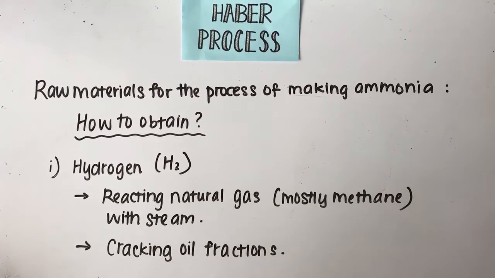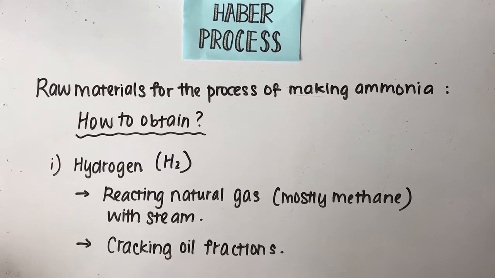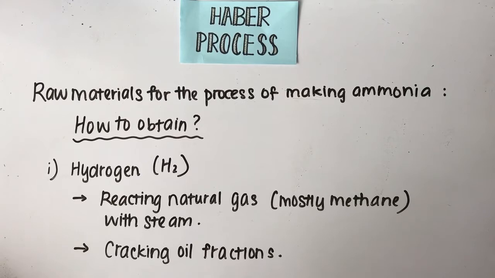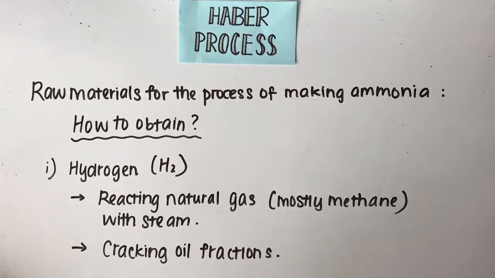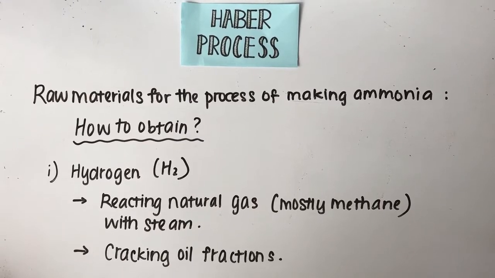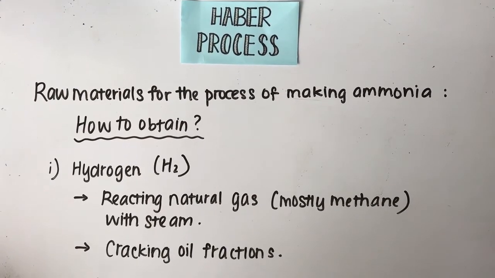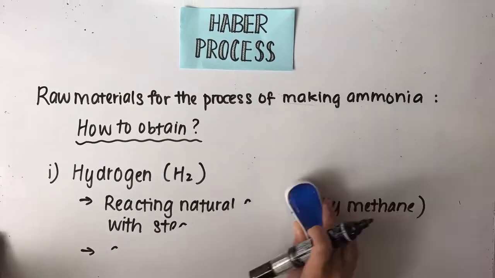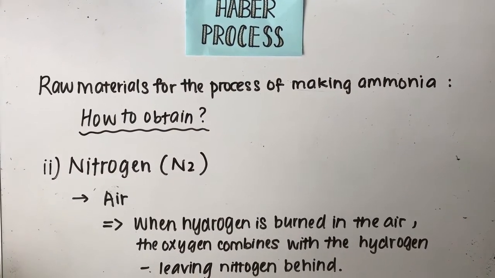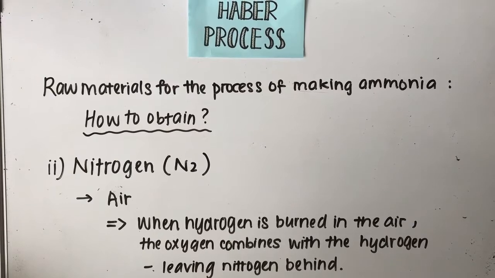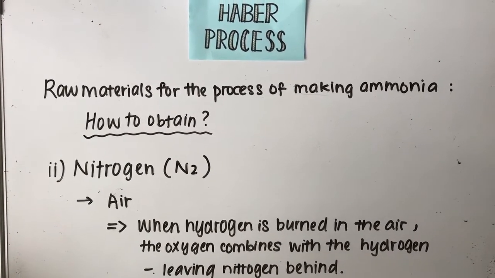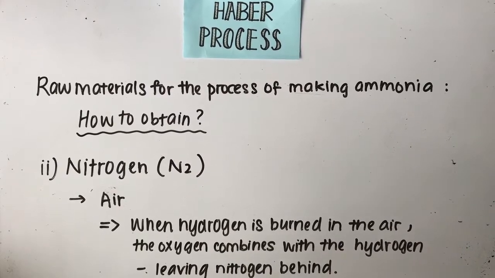These are the raw materials needed for the process of making ammonia and how to obtain them. So firstly, is hydrogen gas. You can obtain it by reacting natural gas, which is mostly methane, with steam, or cracking oil fractions, which is involved in organic chemistry. The second raw material is nitrogen gas, which is obtained from the air. When hydrogen is burned in the air, the oxygen combines with the hydrogen and leaves nitrogen behind.